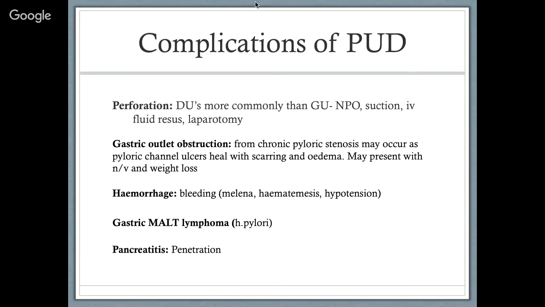Gastric MALT lymphoma, have you guys heard of this? If you haven't, you'll do it in your pathology lectures. It's a type of cancer that occurs as a complication of H. pylori. And it's actually a really interesting cancer because if you treat the H. pylori, the cancer more often than not goes away. So probably one of the nicest cancers to treat. And pancreatitis as well. So also know the difference between duodenal ulcers and gastric ulcers.